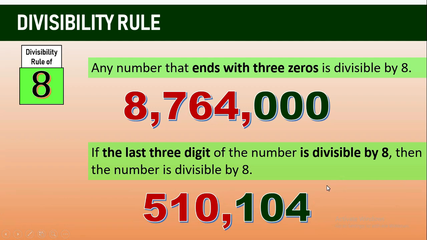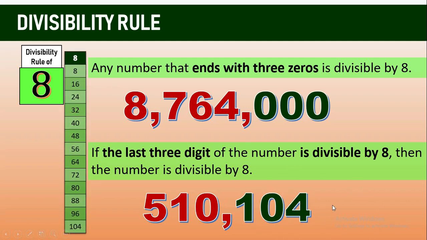Another example is 510,104. Parang nakita ko to kanina. So, the last 3 digits are 104. Andito nga siya sa multiple table natin. Ibig sabihin, 510,104 is divisible by 8. Kasi ang 104 ay nadi-divide ng 8.